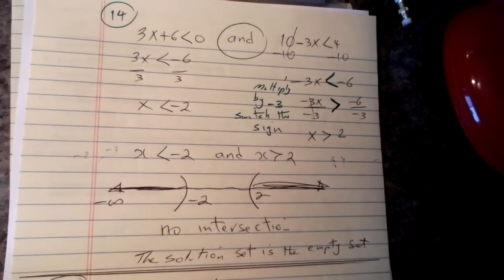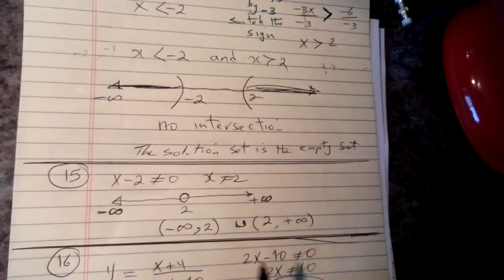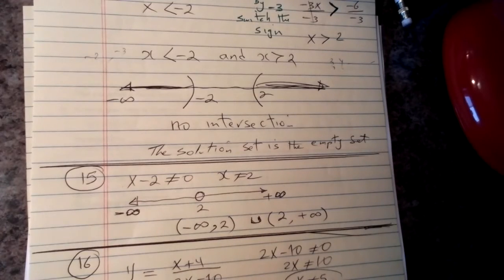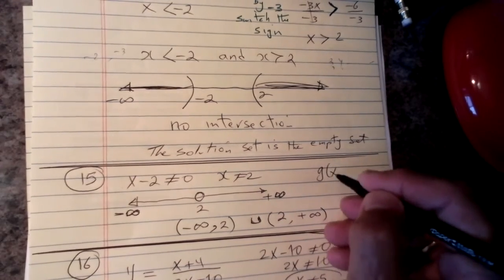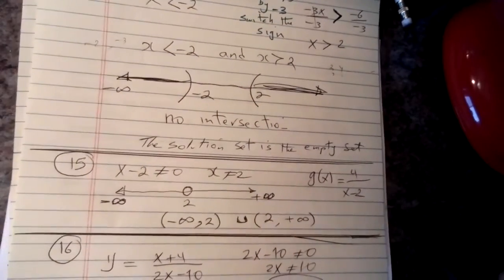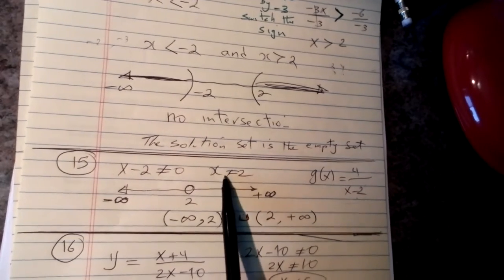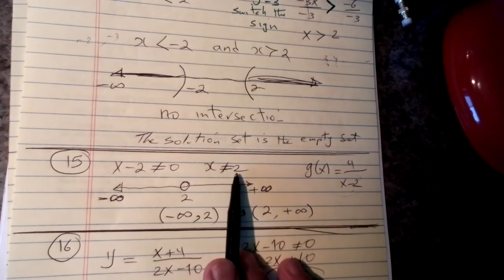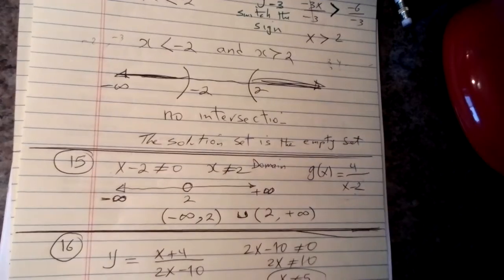That's why for number 15 and number 16, to find the domain of this fraction, problem number 15 is g(x) equals 4 over x minus 2. See? The denominator is x minus 2. I take that and set it equal to 0, so x cannot be 2. Means take all the numbers except 2. Domain is all the numbers except 2.